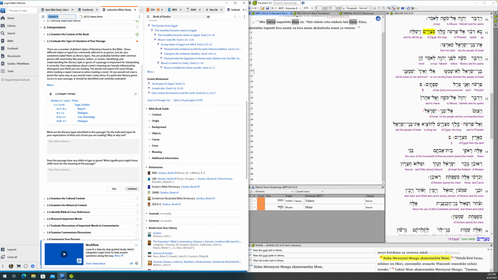Evaluation. Evaluate the type of literature of your passage. Okay, so it gives you that from this chapter to this chapter is prose, saga, Exodus, report, dialogue, list, genealogy, dialogue. What are the literary types identified in this passage? Do the identified types fit your expectation of what sort of text you are reading? Why or why not? Does the passage have any shifts in type or genre? What significance might those shifts have for the meaning of the passage?